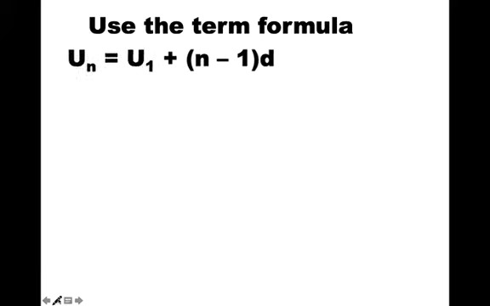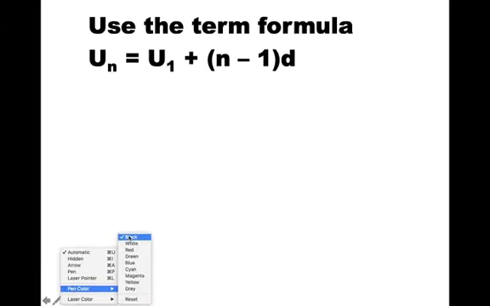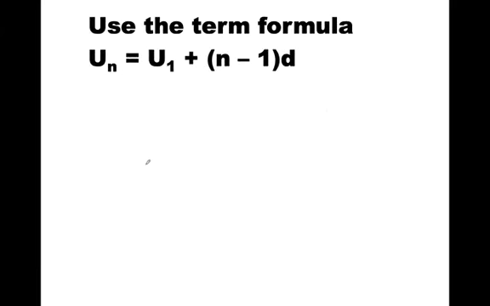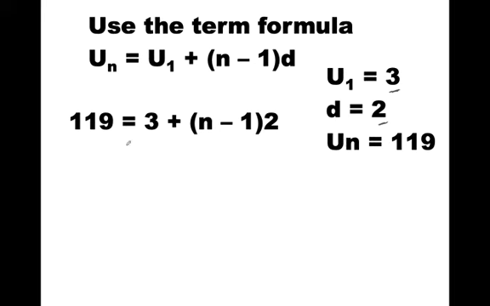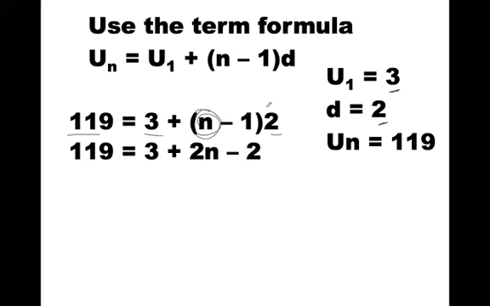Well, we're still going to use the term formula. My u1, my first term, was 3. I know my common difference was 2. And in this case, I'm going to substitute in for un, 119. So here's my 119, my 3, and my 2. I'm trying to find n. That's the question mark.